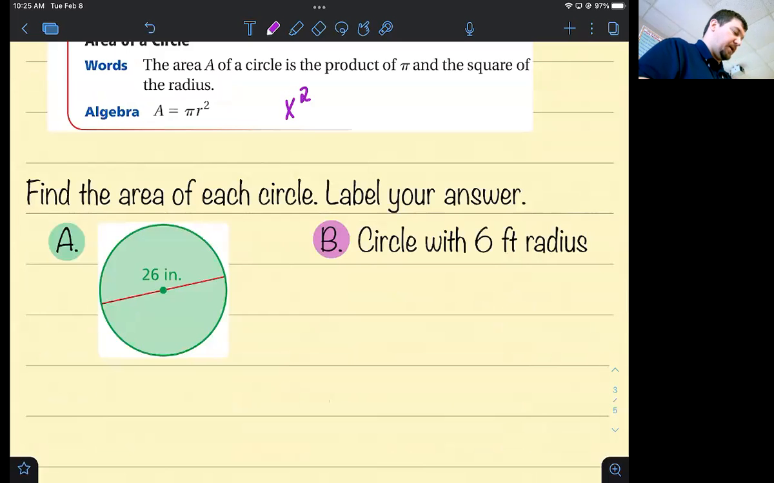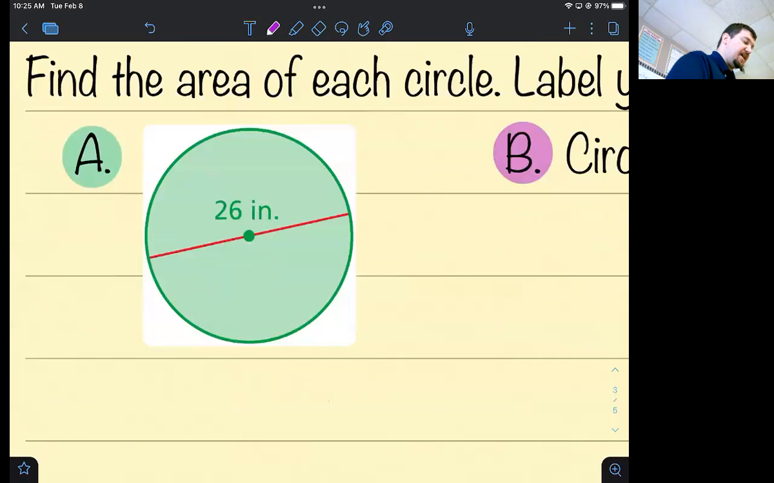We've got a green circle here, and they give me this red line that goes all the way through the circle. What do I call the distance, Maddie, that goes all the way through a circle? The diameter. And I don't want diameter today. Diameter is excellent for finding circumference. It's not helpful for area.